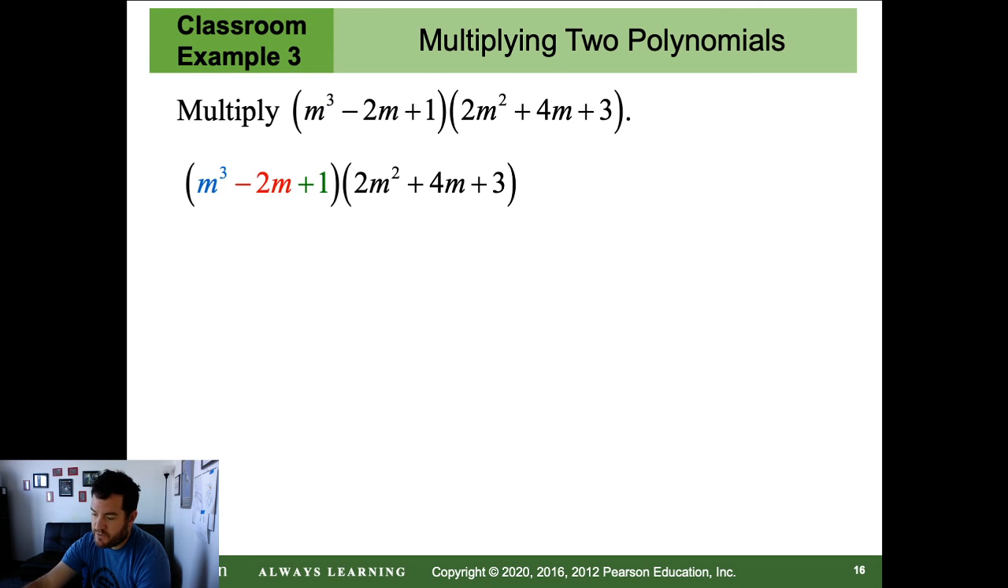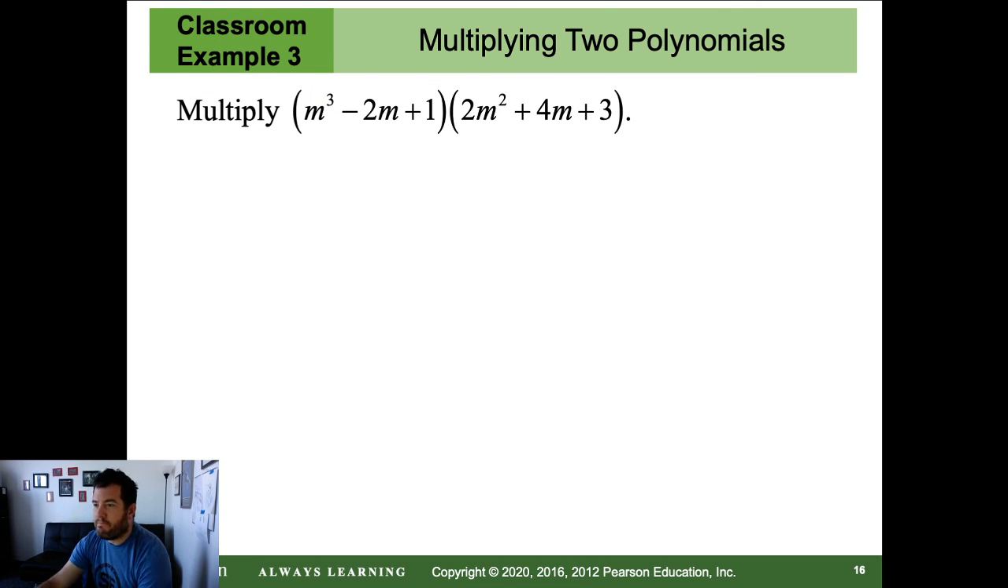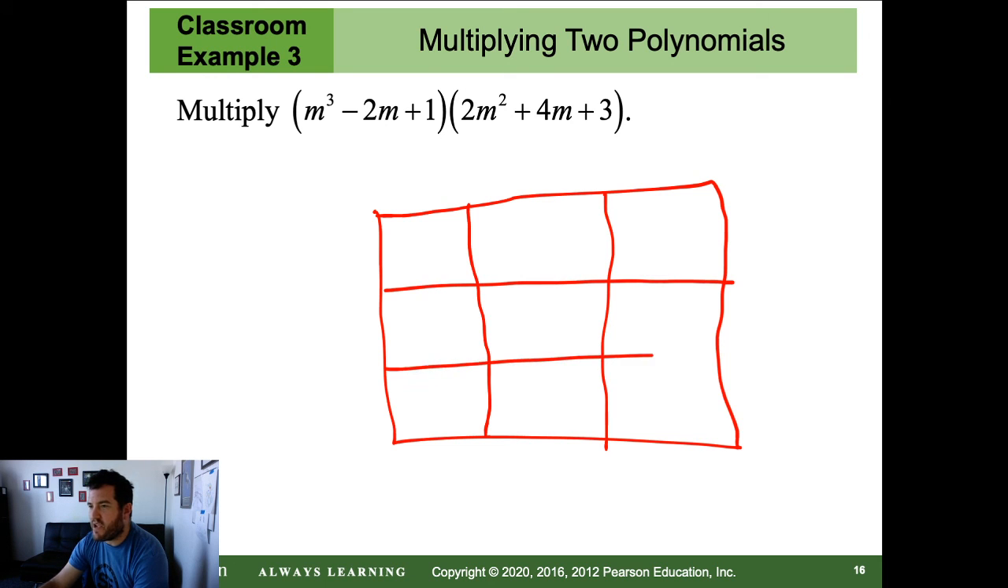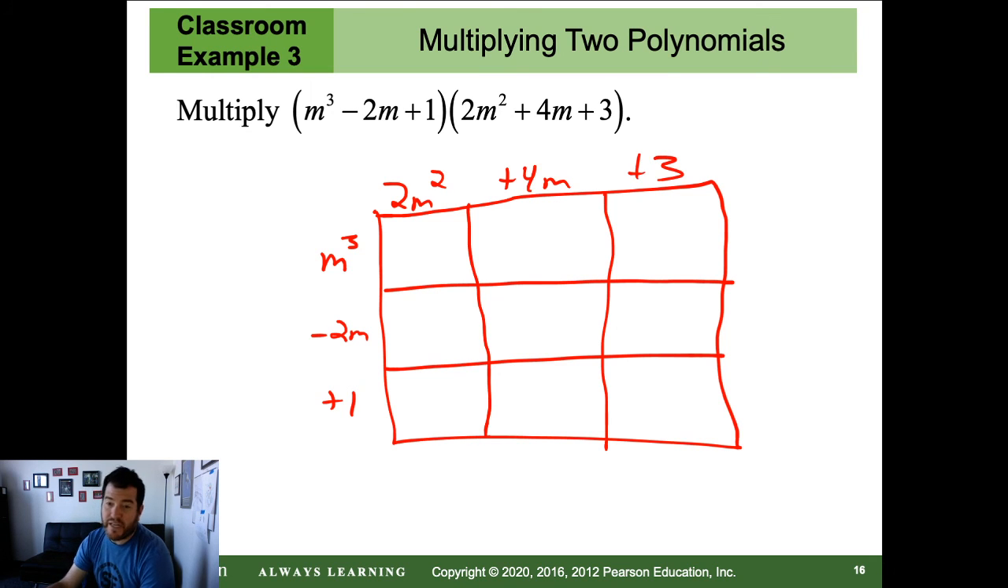And then the last one, this one's just kind of for fun. This one is going to be a 9, that'd be crazy. A 3 by 3 Punnett square, which is a total of 9 squares. So I think that's why I had 9 in my brain. But this is m cubed minus 2m plus 1, times 2m squared plus 4m plus 3. So I'll go ahead and set that up for you. Pause the video, give it a shot, see what you got.